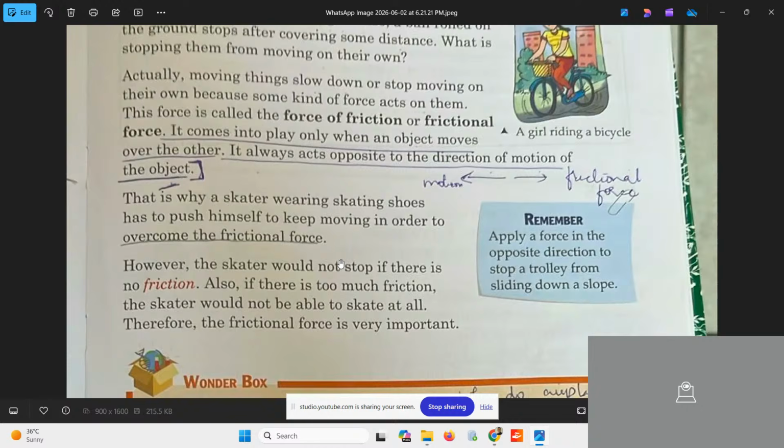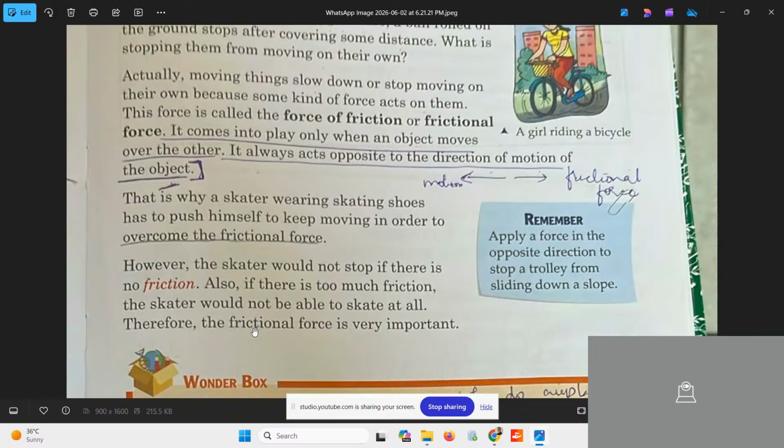However, the skater would not stop if there is no friction. For example, if there is no friction, he will never stop. If there is too much friction, then a skater would not be able to skate at all. Therefore, the frictional force is very important. What he is saying is this: if the frictional force is too high, then you have to apply more force.